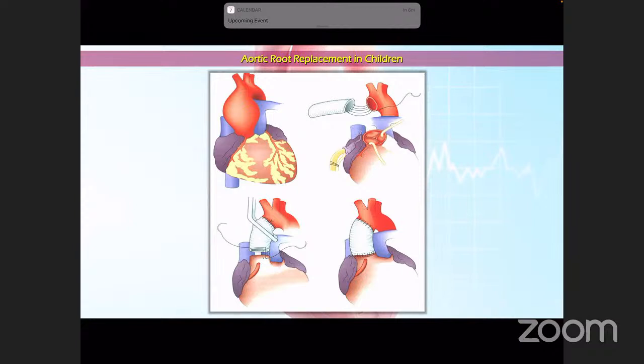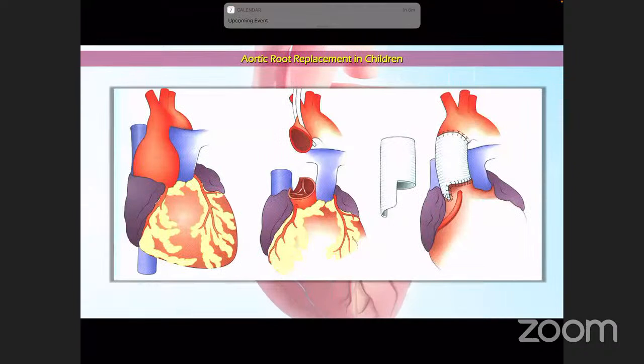Sometimes you just excise the supra-coronary aortic aneurysm and just do a simple interposition graft. Occasionally, you can resect the non-coronary sinus and make a tongue of your Dacron tube to fill in that sinus, and sometimes that is sufficient. And this will simplify the procedure, as you don't have to do the coronary transfer.